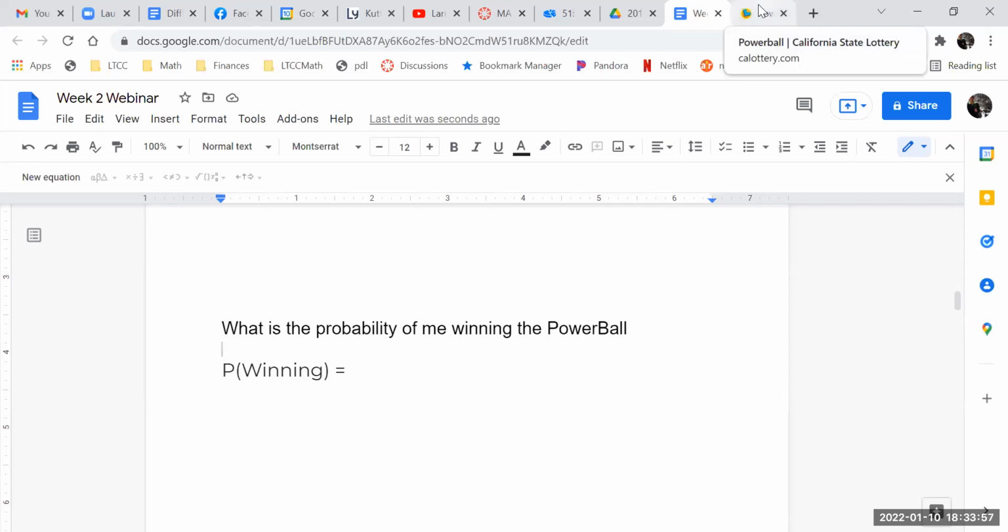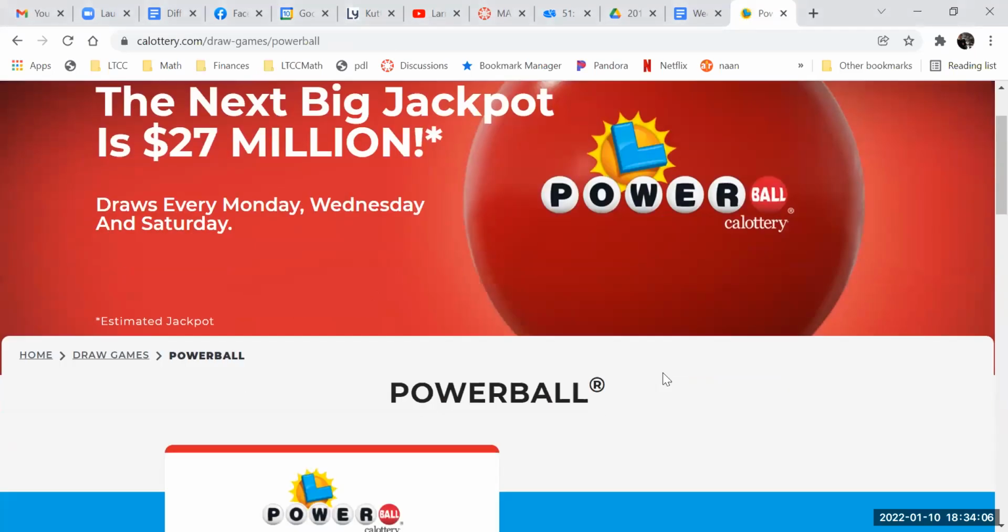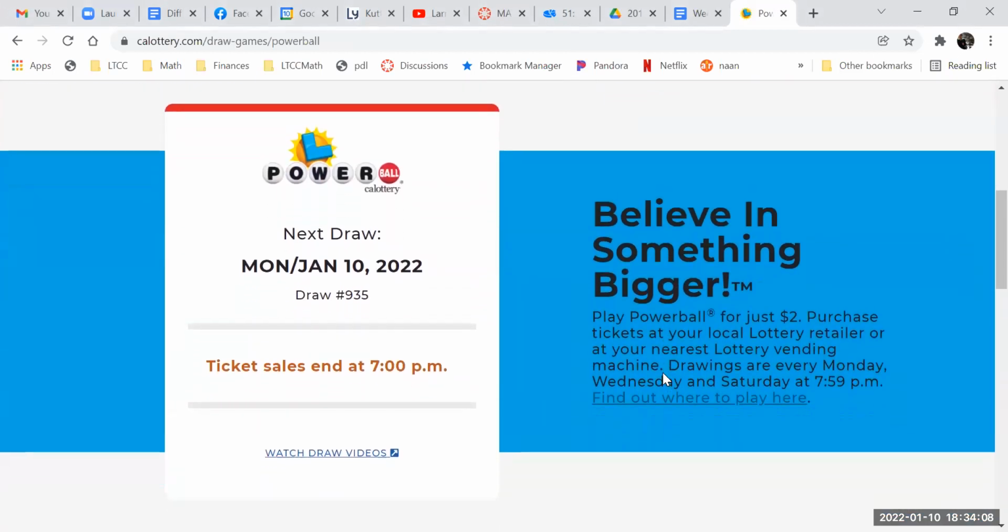So the first thing is you have to understand the Powerball. So here is the Google. I went to Google, typed in California Lottery, and here's the Powerball. And the next draw is January 10th. It's tonight. So maybe I'm going to win.